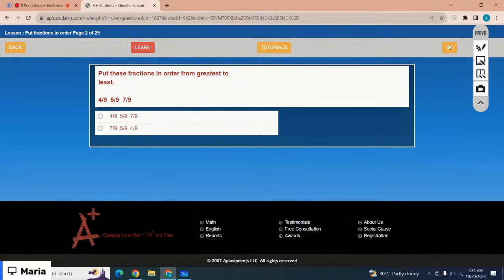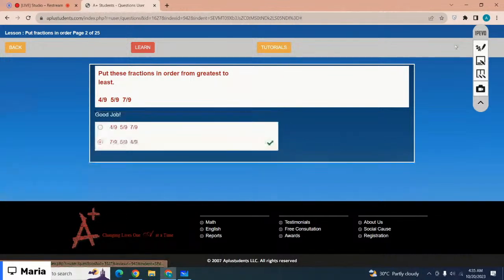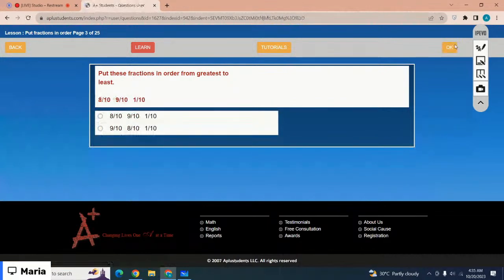Yes, they are 7 over 9, 5 over 9, and 4 over 9. Put these fractions in order from greatest to least: 8 by 10, 9 by 10, and 1 by 10. Which is the correct option?